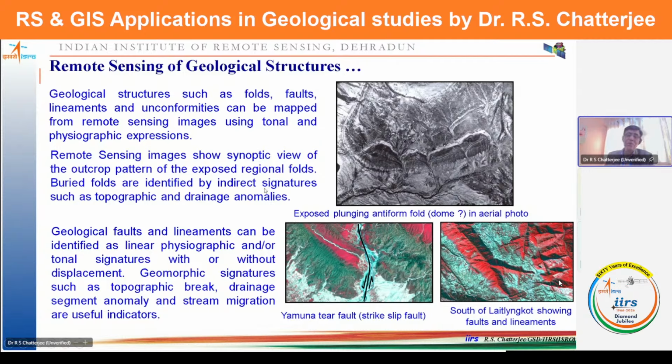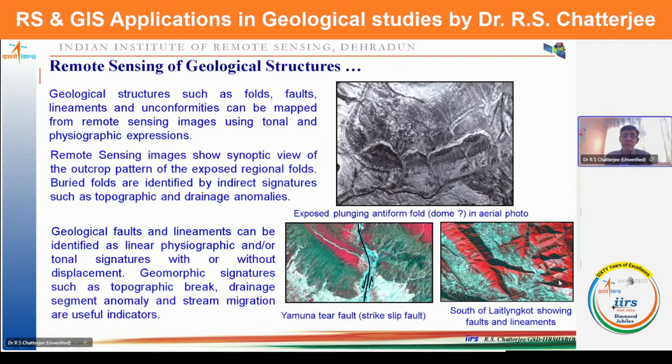But when these structures are not exposed, when they are buried structures, in such cases we should use indirect signatures, like the topographic anomaly, whether a subtle topographic high is there or not, or drainage anomaly, whether there is a circular anomaly, whether the drainage is having some turn, isn't it? Whether there is drainage diversion, parallel drainage diversion. So these are some indicators of subsurface folds.